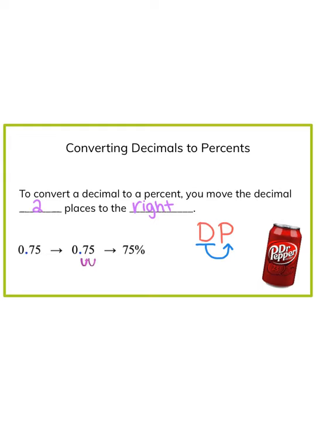In the example below, you see 75/100ths. In order to move this decimal number to a percent number, we need to move our decimal point 2 spaces to the right. So we move it over 1 and 2 spaces. So 75/100ths as a percentage is 75%.